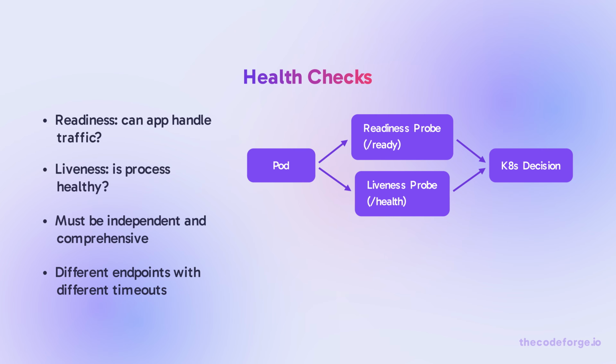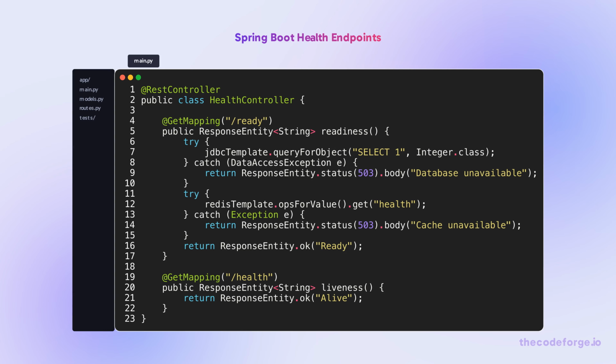They must be independent. This Spring Boot controller has two endpoints: ready checks database and cache, returning 503 if unavailable. Health simply returns 200. Kubernetes uses ready for readiness probe and health for liveness probe.